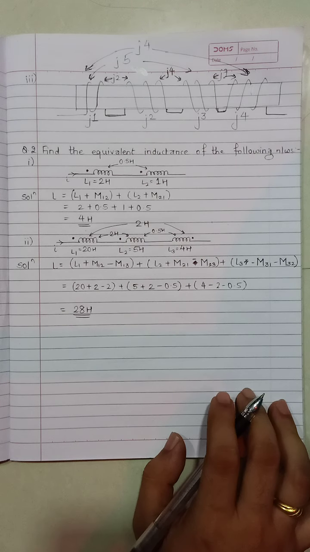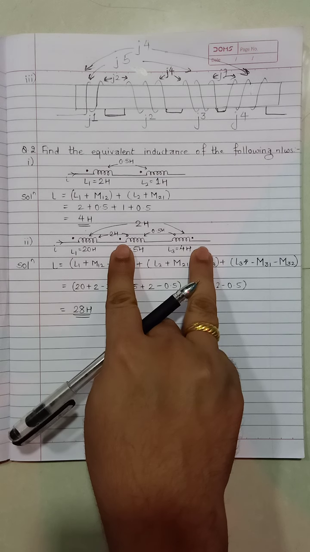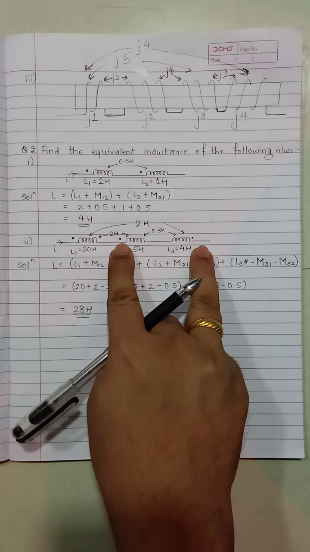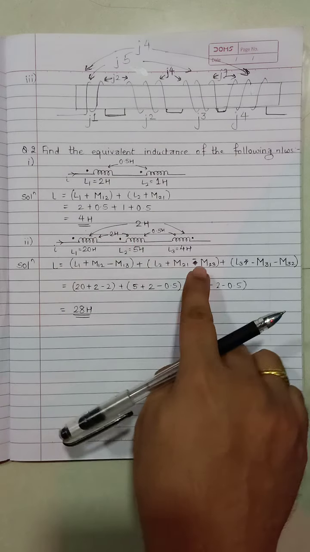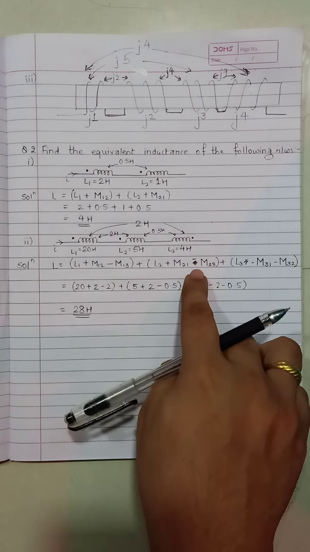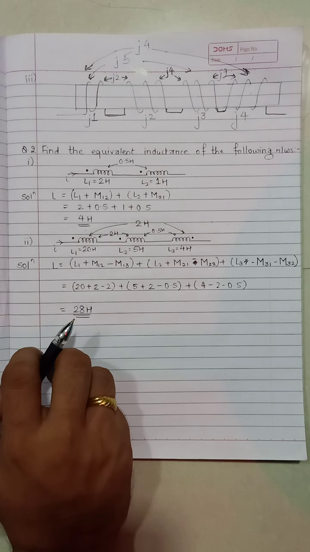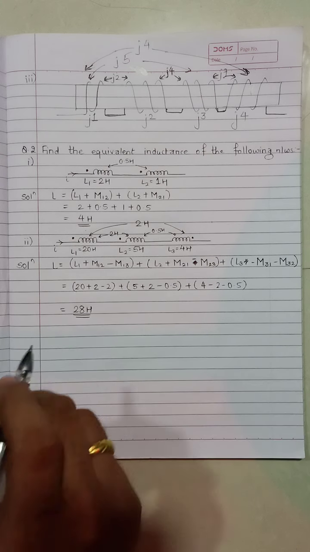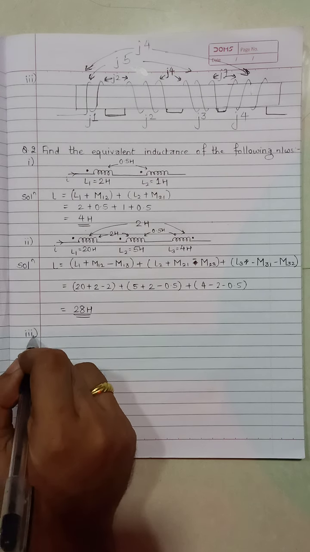So this is the second case. This is negative because in this case the direction of the flux is different. So for the first case it is in the same direction, so we took it as plus. In this case it is in the opposite direction, so we need to take it here as minus. So this is the second question. Next question you can try on your own.